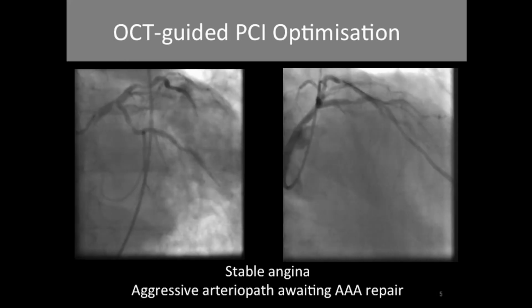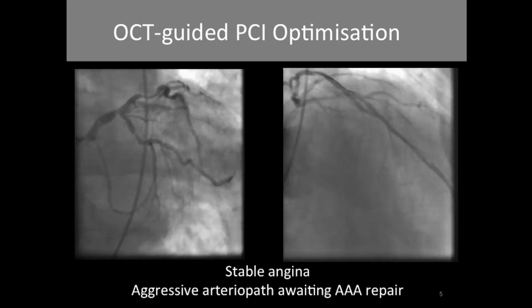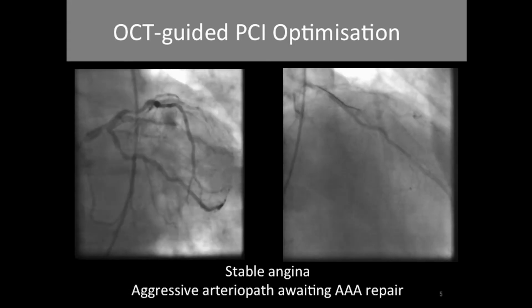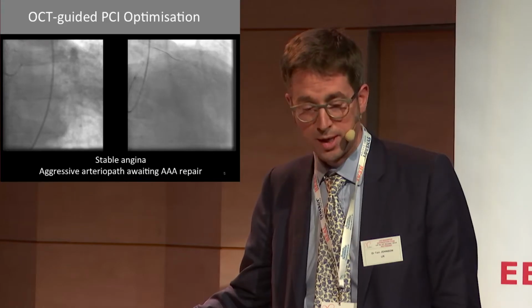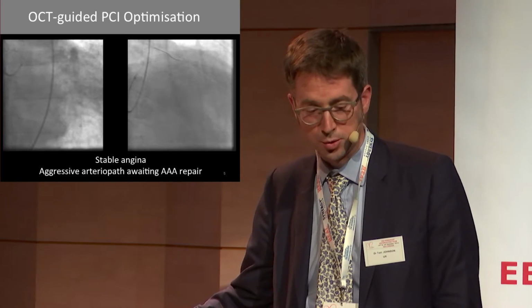Firstly, one which just involved a provisional approach to the left main. This was a gentleman, a very aggressive arteriopath, actually presenting acutely requiring abdominal aortic repair, and it was felt that his multi-vessel disease would be best treated by intervention rather than surgery prior to moving directly to abdominal surgery.